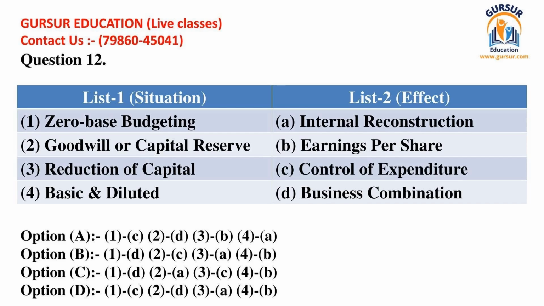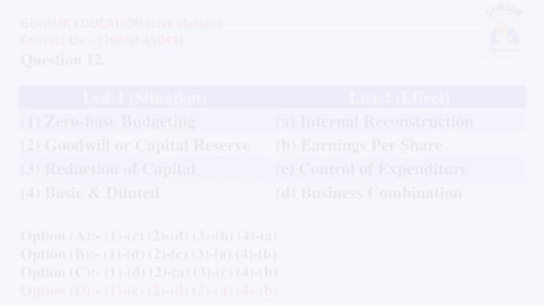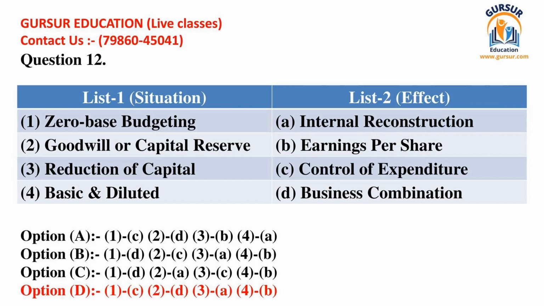A. Internal reconstruction. B. Earnings per share. C. Control of expenditure. D. Business combination. Below are given the options with different matches. You can pause the video and choose the appropriate answer. The right answer of the question is option D. We suggest you to pause the video to analyze and learn the correct combination.